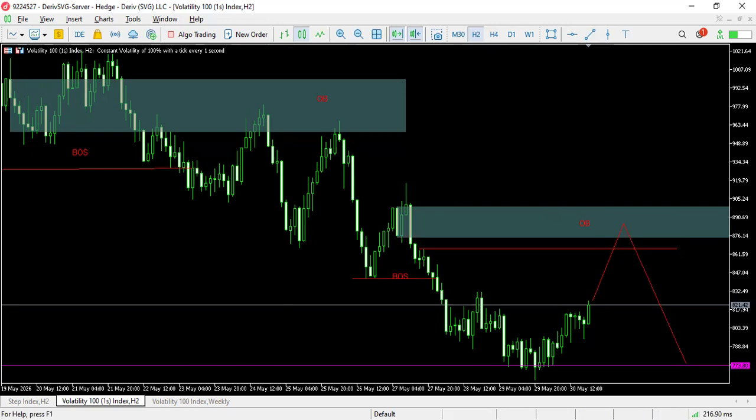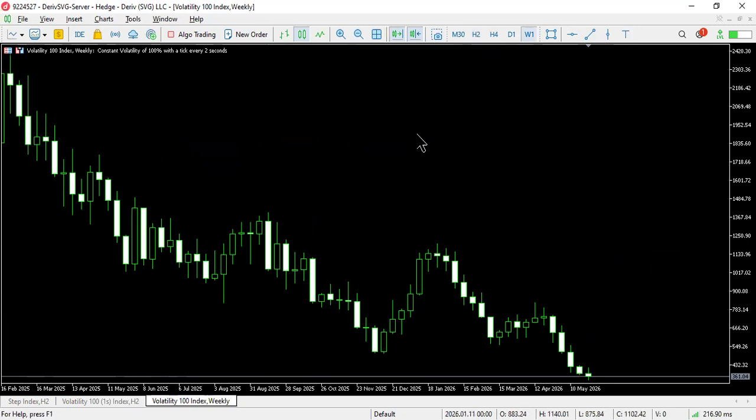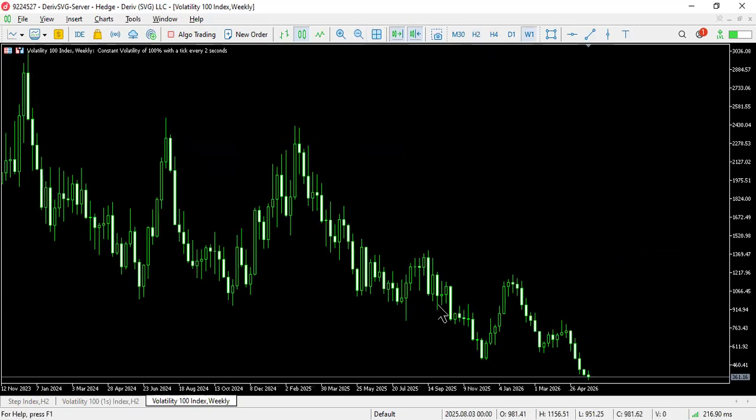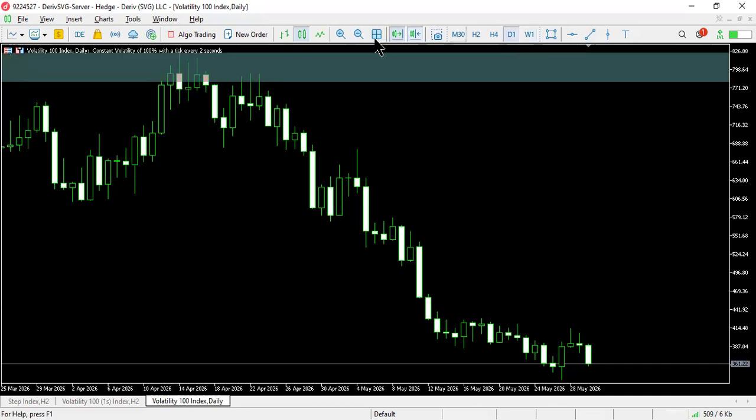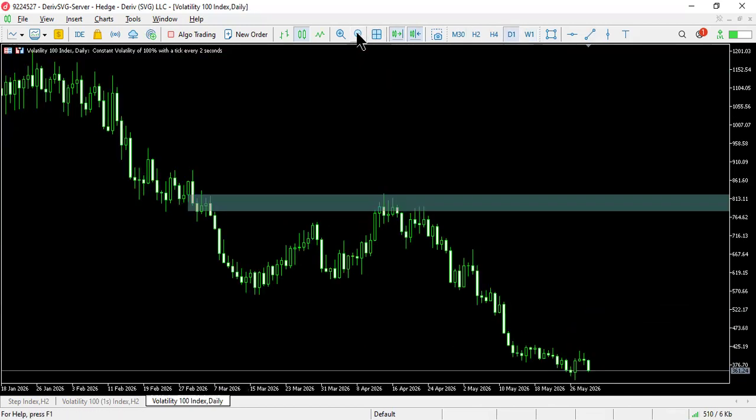Moving over to volatility 100. From the weekly time frame, you can see price is forming lower lows and lower highs. Therefore, the bias is clear. Price is in a downtrend as we are forming lower lows and lower highs. So we have price reacting from this supply and we are pushing down, heading over to the daily time frame.